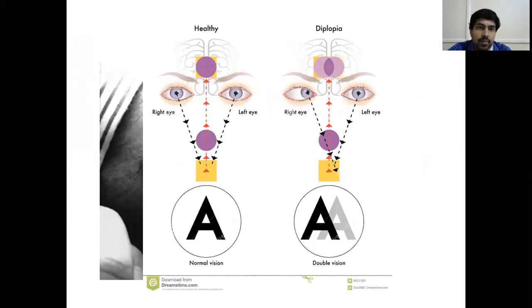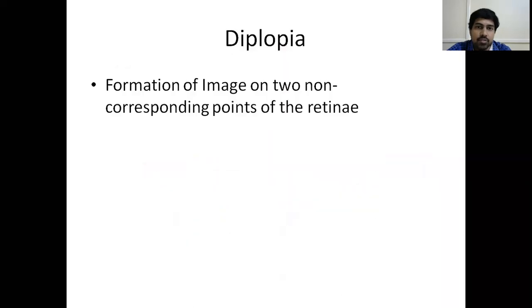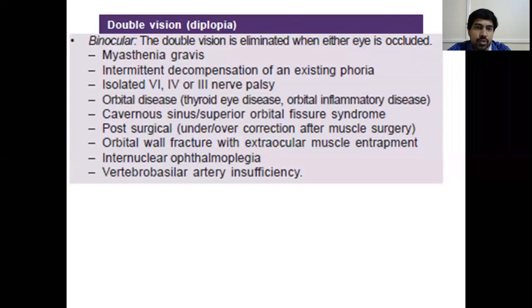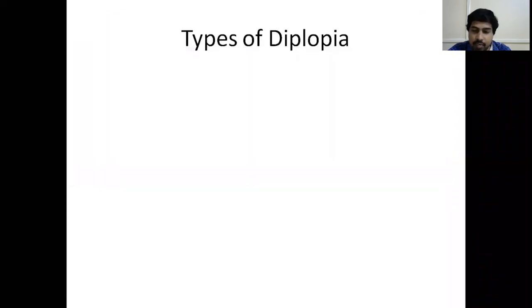So diplopia, just to remember, is the same object seen as two because of formation of image on two non-corresponding points of the retina. And it could be binocular or monocular. Only this much you remember, it is enough. That concept is all not required for you. I only told you because it will make your understanding easy.